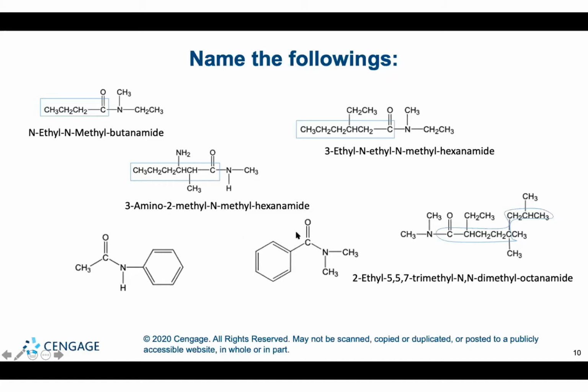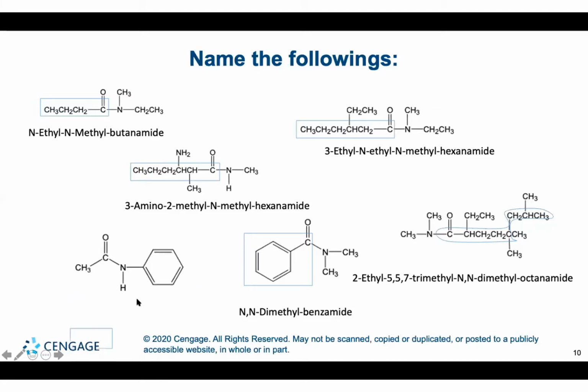Let's do these two. These are aromatic compounds. This one, this would be our longest chain of the carbonyl group, and this benzene ring. Whenever we have this structure, we call it benzamide. When we have this structure, we call it benzamide. So we have N,N-dimethyl benzamide.